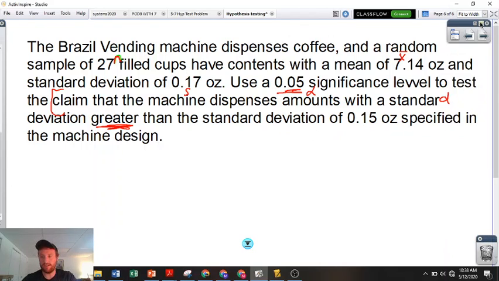So the machine is saying, look, our machine's great. We're going to tell you that the standard deviation of all cups is 0.15. That's our claim. But when the standard deviation is bigger, that means that there's more variation in the coffee that comes out. By only 0.17 ounces, which I can't imagine is a lot. But you want a coffee machine that dispenses the same amount of coffee. We want that standard deviation to be small. So let's use this sample to test the claim that it actually is more than what they say it is.